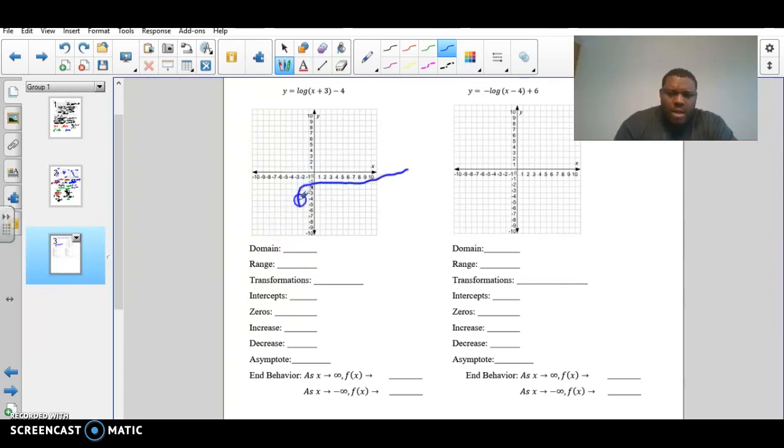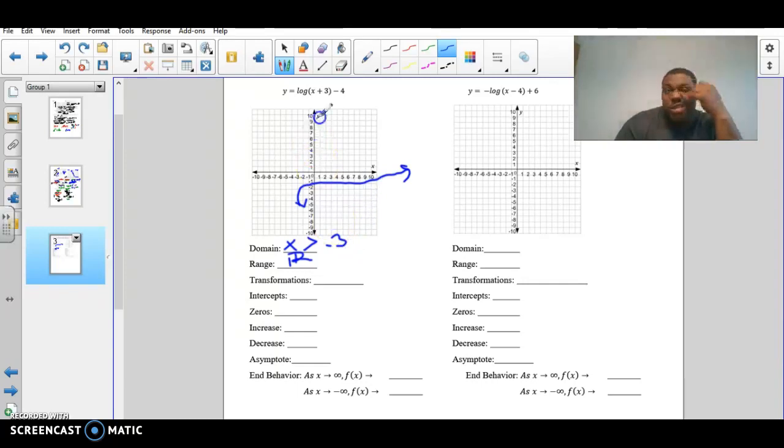But the domain, guys, see how there's nothing beyond -3? So we're going to say that x is greater than -3. And then this continues infinitely going down. This will continue infinitely going up. So we're going to say the range is all real numbers. It never stops going up, guys.